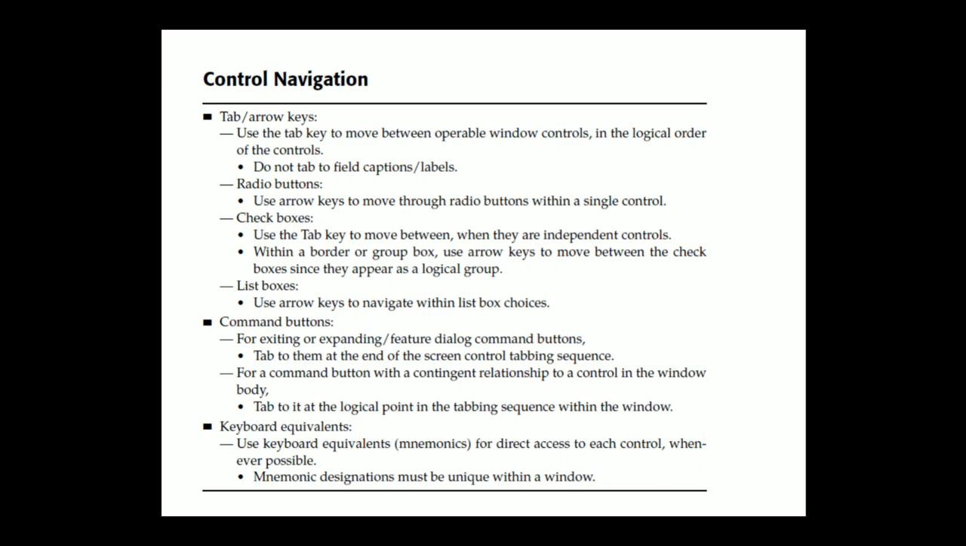When the checkboxes are located within a border or group box, use arrow keys to move between the boxes since they appear as a logical group. Always use arrow keys to navigate within a listing of choices. Tab to exiting or expanding the feature dialog box buttons at the end of the screen control the tabbing sequence. If a button has a contingent relationship to a control in the window body, tab to it at the logical point in the tabbing sequence within the window.